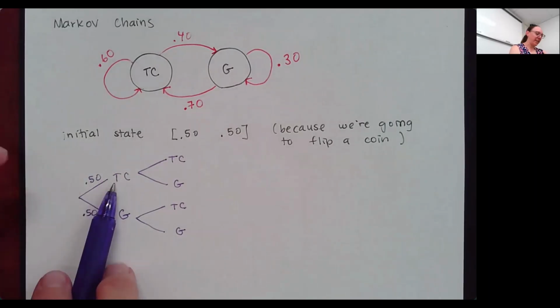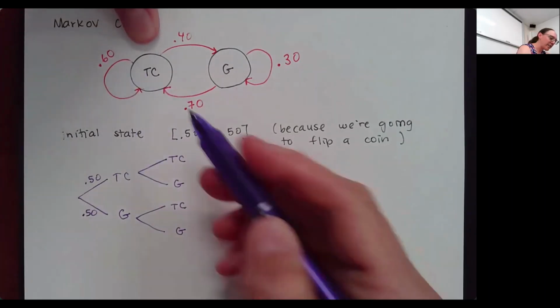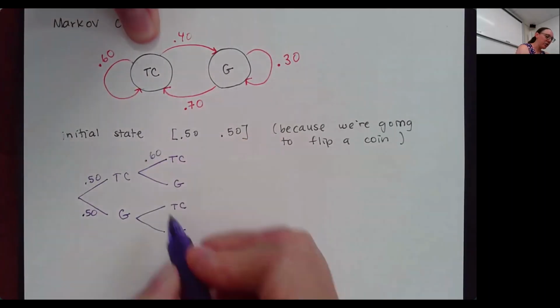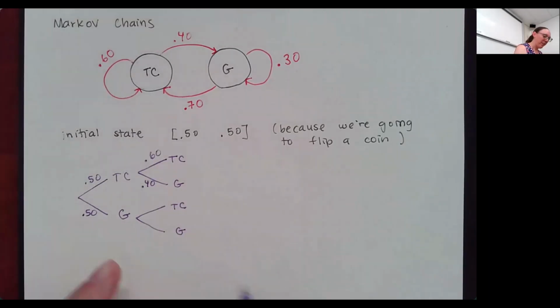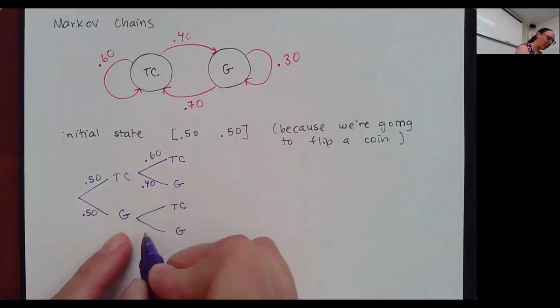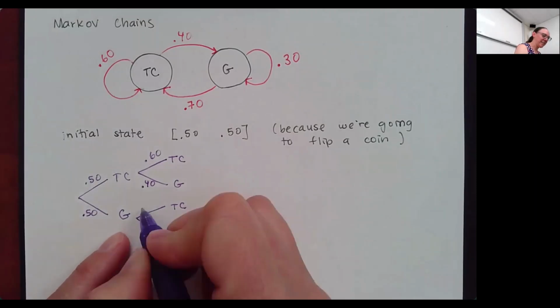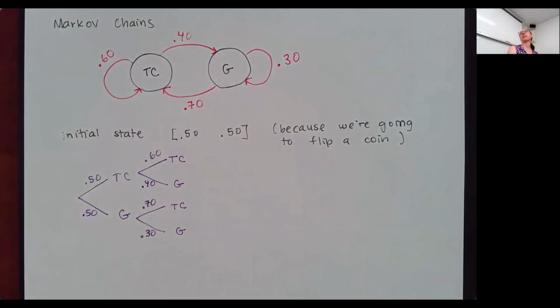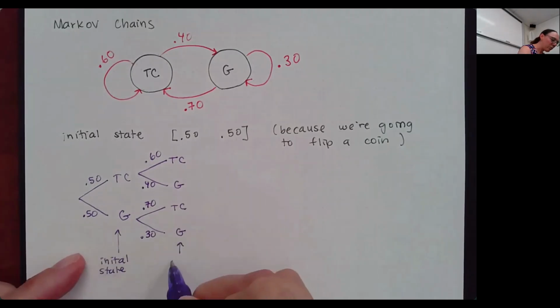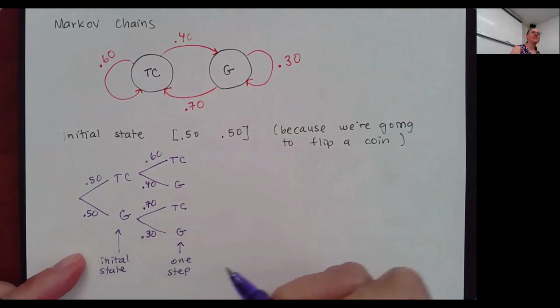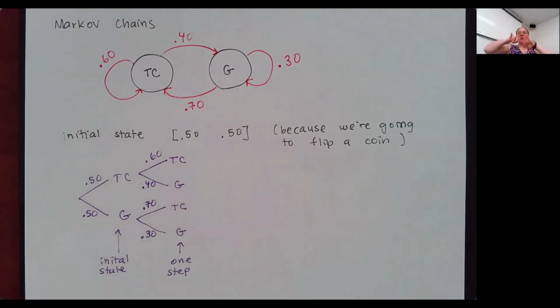If I start at Thai Canteen, there's a 60% chance that I'm going to eat at Thai Canteen again, which means there's a 40% chance I'll eat at Guad's the next night. If I started at Guad's, there was a 30% chance that I'd eat at Guad's again, and a 70% chance that I'd switch to Thai Canteen. So this is my initial state, and this is after 1 step. If we kept going with these branches, we'd find the 2-step, the 3-step, the 4-step.